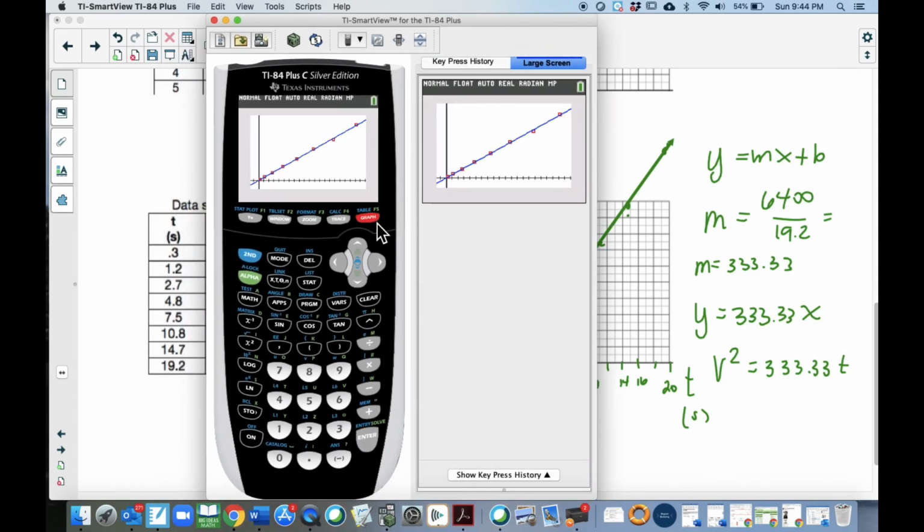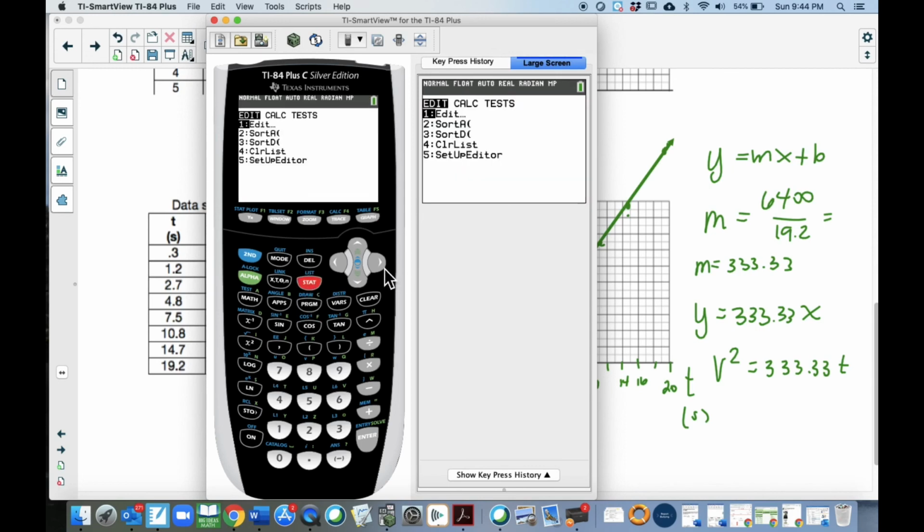Okay, so here's my graph. Remember to find the equation of that line, what you do is you go to Stat, Calc, and then you go to Linear, which is the fourth one down. And L1 and L2 is good. We're going to store it in Vars, Y-Vars, and we're just going to hit enter a couple times. And here's the equation that it gives me.